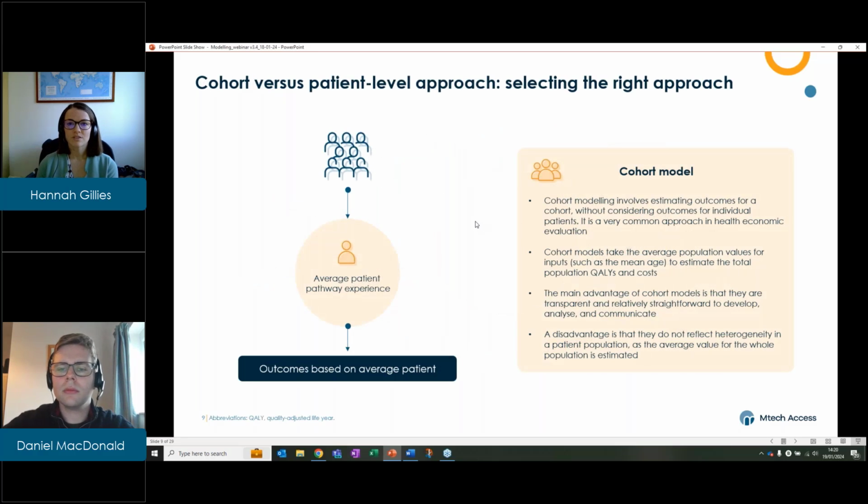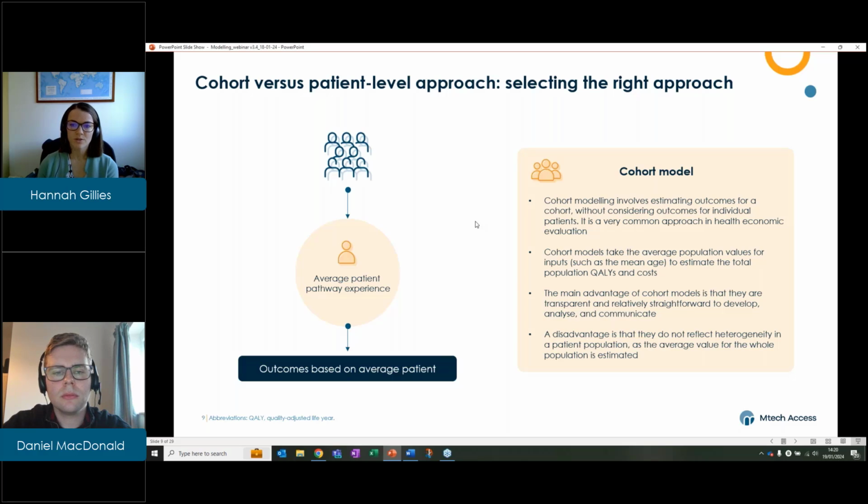So firstly, we will describe the difference between a cohort and a patient level approach. As I mentioned, some model structures do have the possibility to take either approach, so it's worth bearing that in mind as well. So starting with cohort models, this involves estimating outcomes for a cohort, so a whole average population, without considering outcomes for individual patients. And this is a very common approach in health economic evaluation.